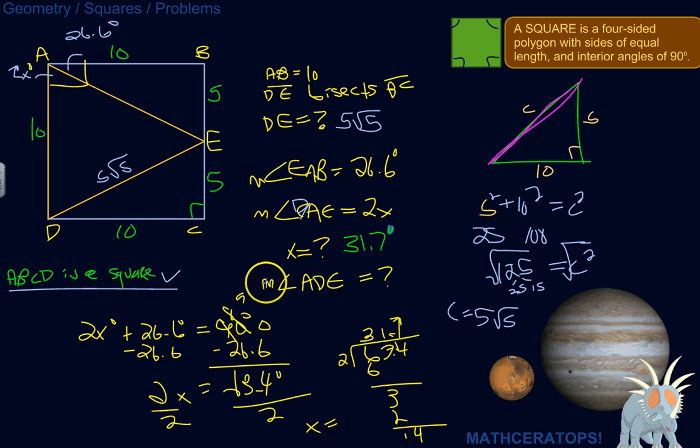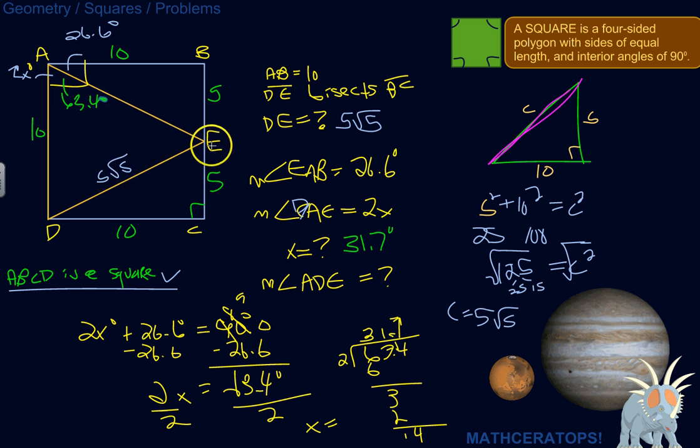Alright. Well, what's the measure of angle ADE? ADE. Well, let's see. We know that this angle is 31.7 times 2, which is 63.4. Okay, so is this 63.4 degrees?